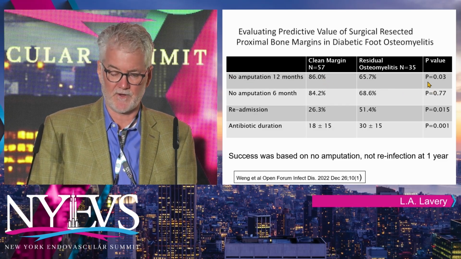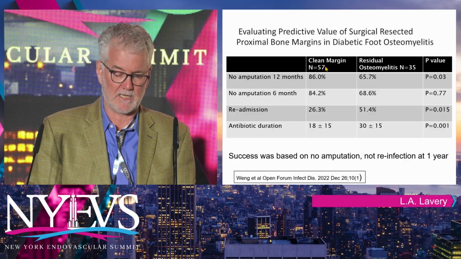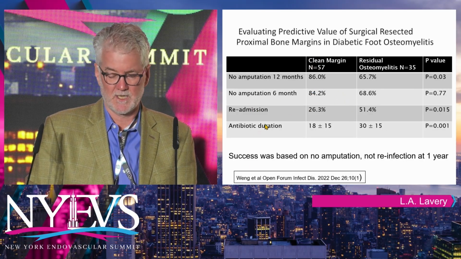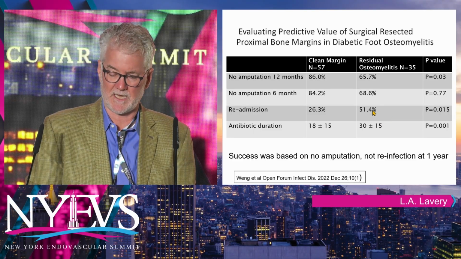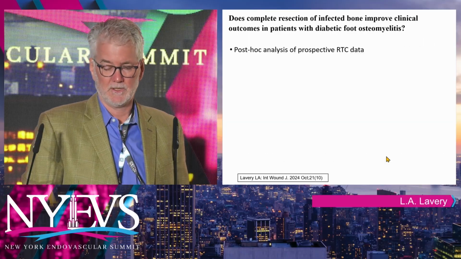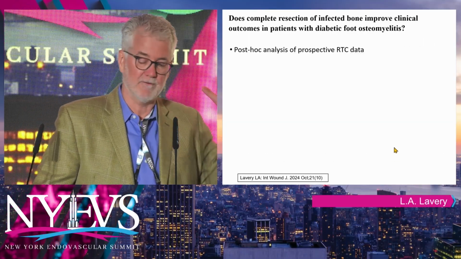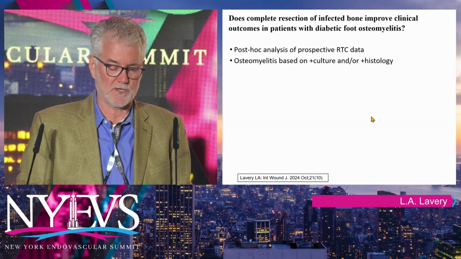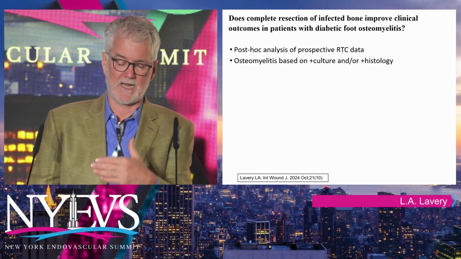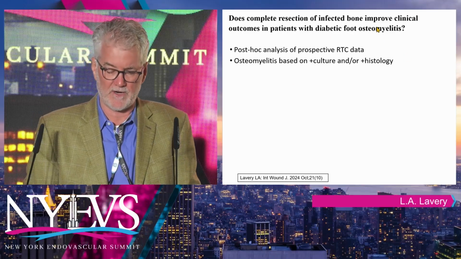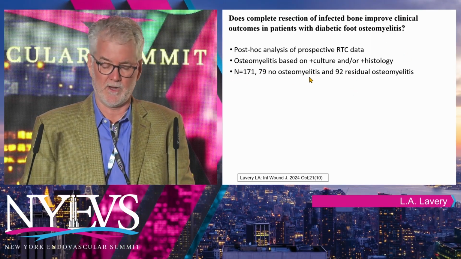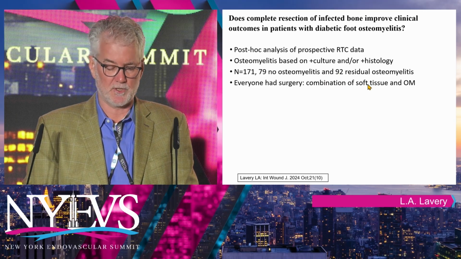There was a significant difference in the people that had clean bone margins. No amputation at 6 months, there was not a significant difference. Readmission was higher in people that had residual osteomyelitis, and antibiotic duration was higher in people that had residual osteomyelitis. Now, we did a post-hoc analysis of patients that were in RCTs, so their data was prospectively collected. We have kind of stuck with our operational definitions of what a bone infection is or not. We had 171 people, 79 had no bone infection, 92 had residual osteomyelitis.